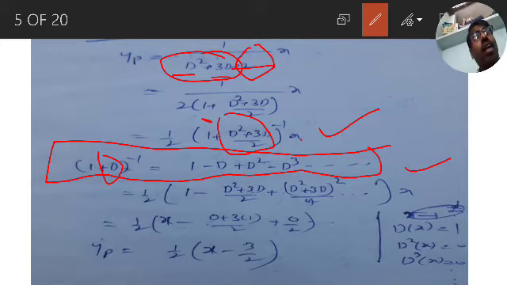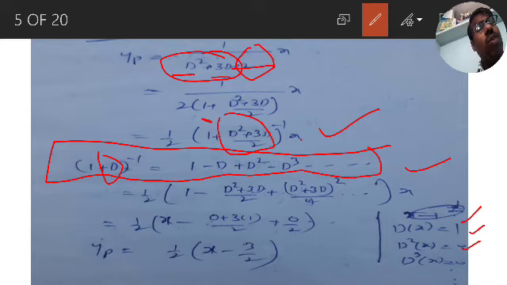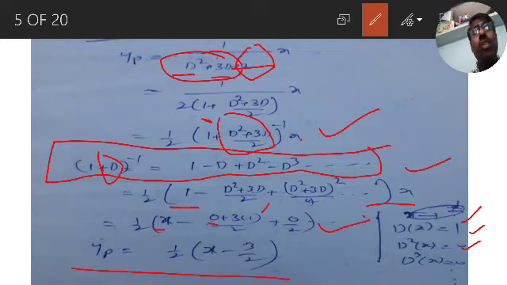So d means derivative. Derivative of x is 1 and derivative of x square is 0. The second derivative is 0, third derivative 0, fourth derivative 0 and so on. So only in place of d you have to write 1, and from d square onwards you have to write 0. So 1 into x is x, d square of x is 0, 3 into d of x is 1, and d cube terms are 0. So what is yp? Yp is equal to 1 by 2 into x minus 3 by 2.